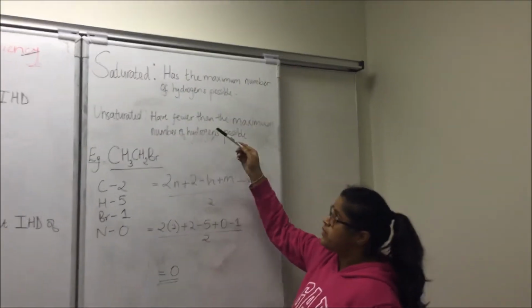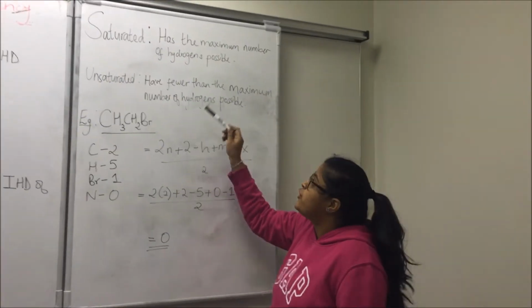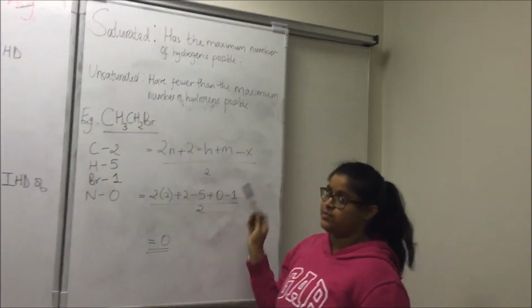Saturated means that the molecule has the maximum number of hydrogen atoms possible, while unsaturated means that it has fewer than the maximum number of hydrogen atoms possible.